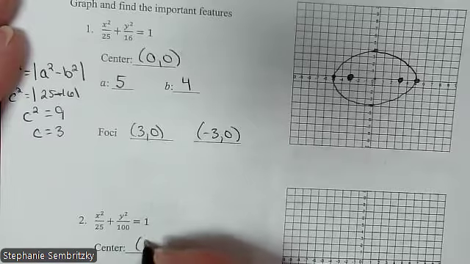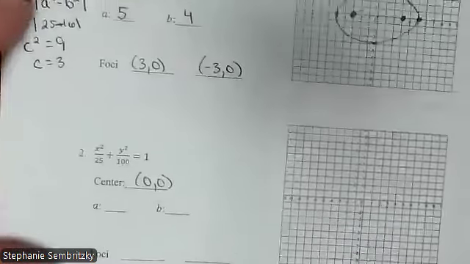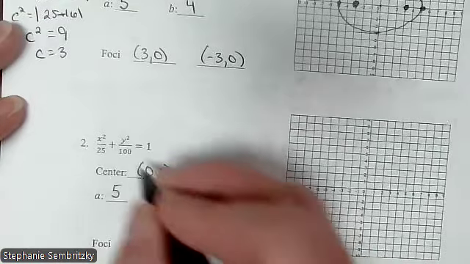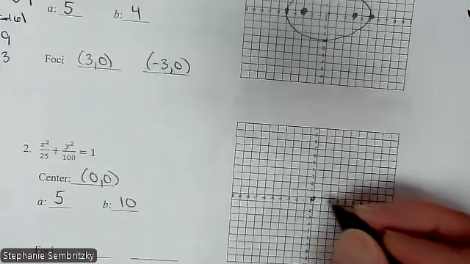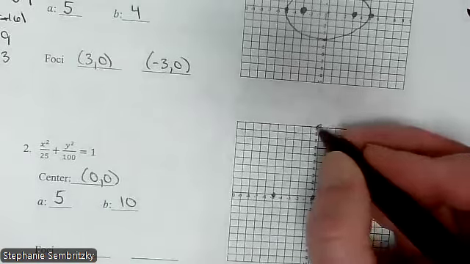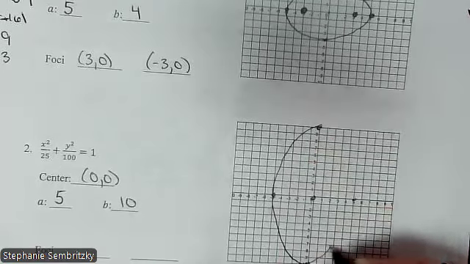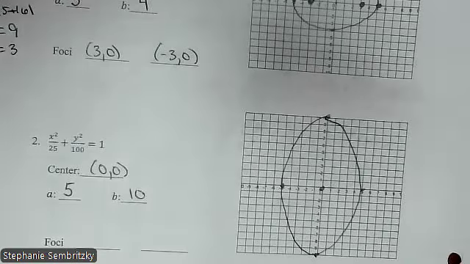The next one is going to have a center at 0, 0. My X distance, my A, is going to be a 5. My Y distance, my vertical distance, is going to be a 10. So I've got 0, 0. I'm going to go 5 left, 5 right, but 10 up and 10 down. Ooh, big, big, big, big, big. So this is longer in the vertical direction.